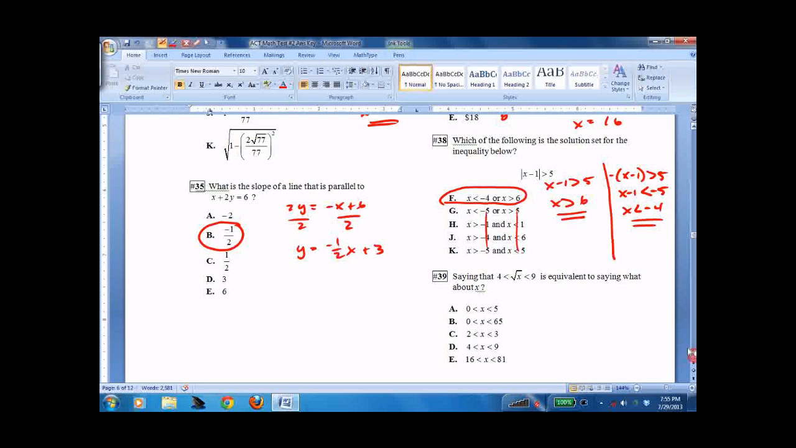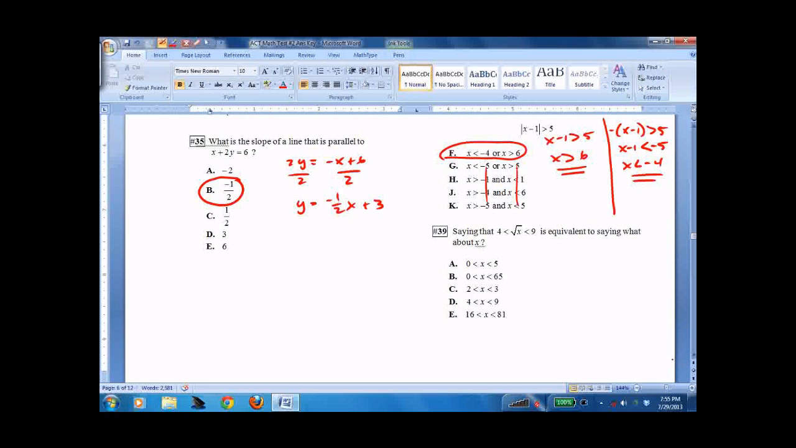39. Saying that 4 is less than radical x is less than 9 is equivalent to saying, what about x? This one kind of got me. Got to square everything, each piece. 16 is less than x is less than 81, because I started going with this one, which of course is wrong. So 16 is less than x is less than 81. Throw some numbers in, make sure you're happy with it. Let's try 25 for x. 4 is less than square root of 25, which is 5. 4 is less than 5, which is less than 9. It works. That's part 2. Good luck.